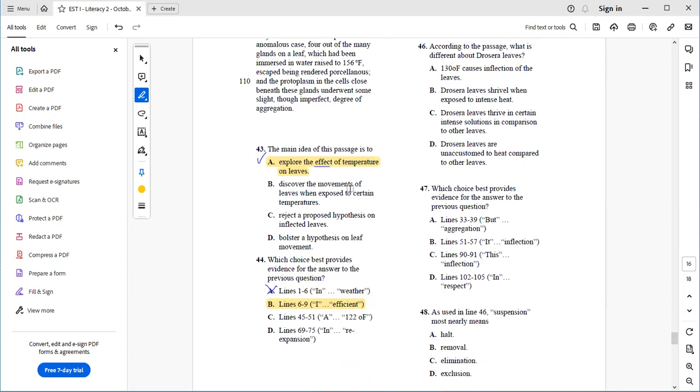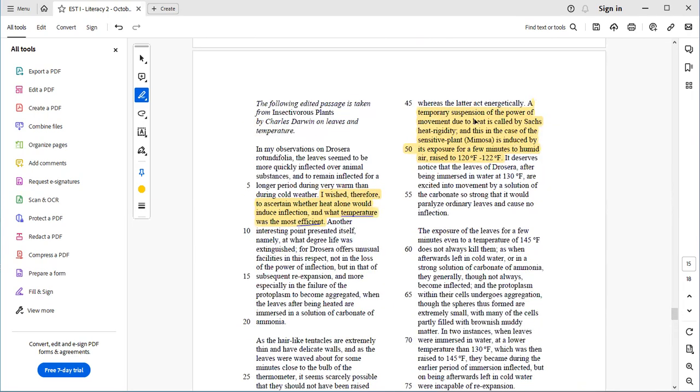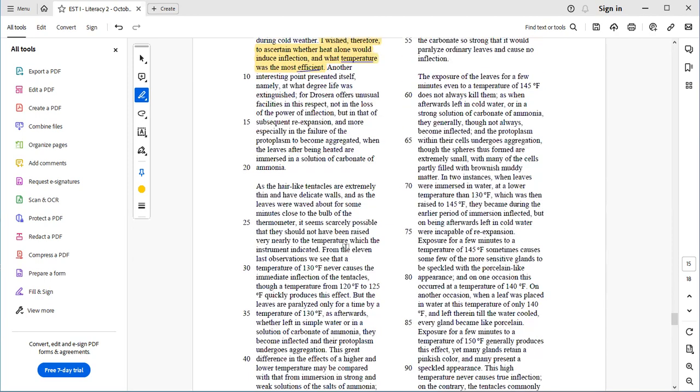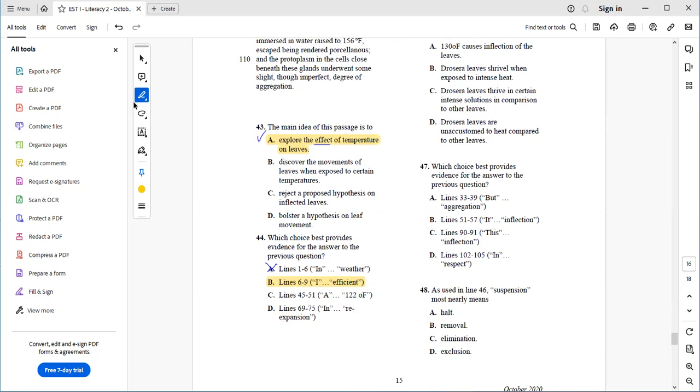But here it says discover the movement of leaves when exposed to certain temperature. I think there is no kind of movement here, because he said suspension. So it will not match. Reject, no. Explore the effect of temperature on leaves, again, he said suspension. Support a hypothesis on leaf movement, no. So C is wrong. It doesn't match anything. From 69 till 71, from N till re-expansion.